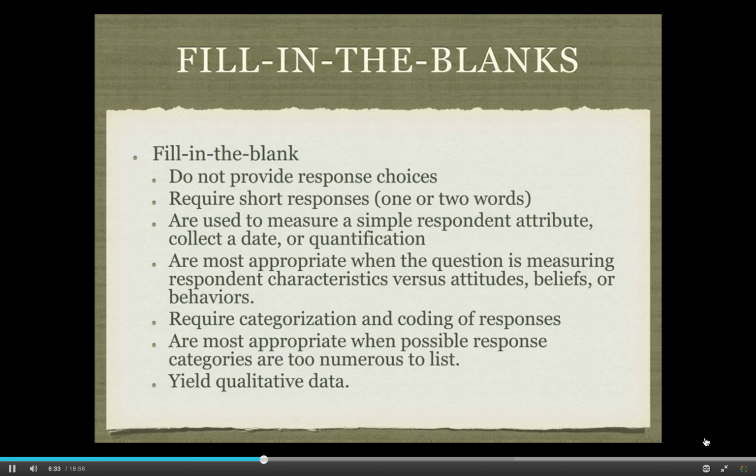And so if we're asking what is your race, and we believe that there are multiple races, and we want to just ask people to write that in because people might self-identify differently, we can just leave that as a fill in the blank. They oftentimes yield qualitative or what we call categorical data.